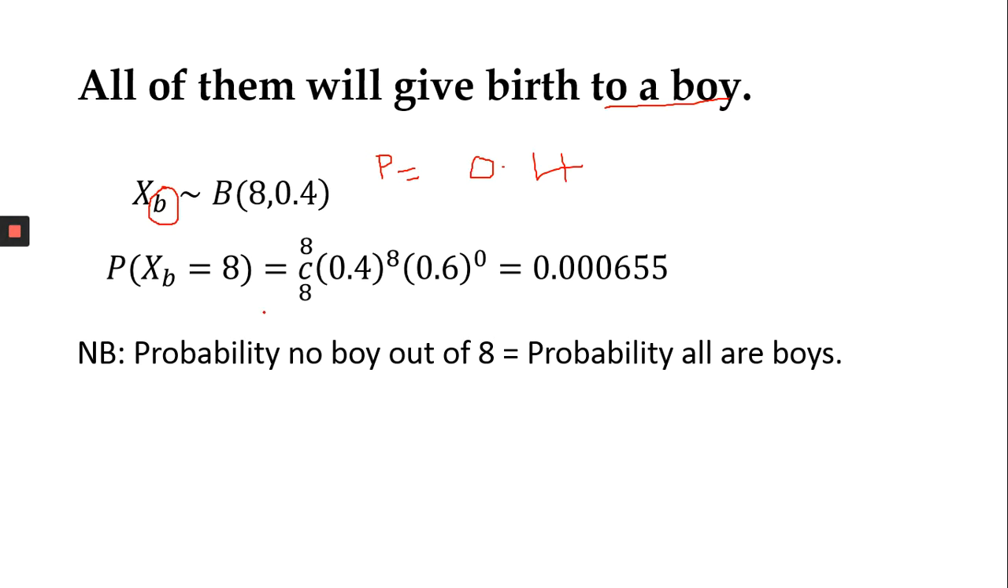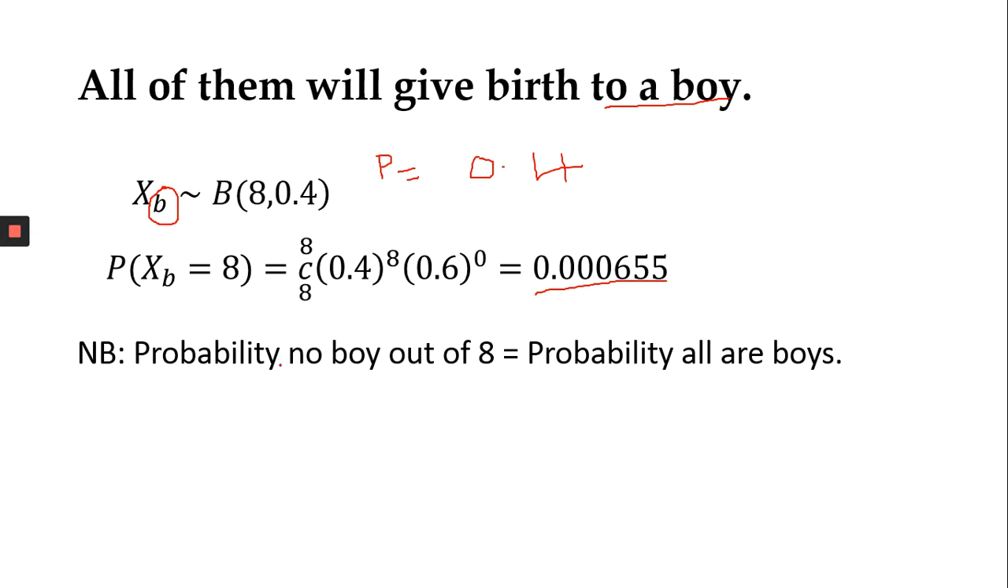Remember how we defined the number of girls. So this XB is a variable showing the number of boys. So the probability that X, the number of boys, will be 8, we just use the new information where we've changed our P, and you can see our P. So this will give us this answer. Now, I have given a note here, which is very, very important.